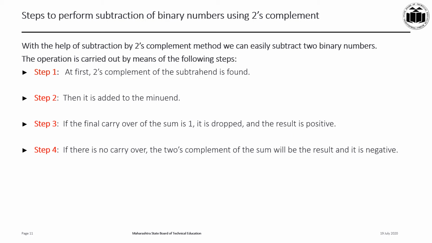The next step will be to add it to the minuend, which means you add the minuend to the 2's complement of the subtrahend. Step 3 will be, if the result gives you a final carry of 1, then you drop the carry and the result is positive. And step 4 will be, if there is no carry, then the answer is negative and it is in the 2's complement form. So these are the 4 steps which we have to perform for subtraction using the 2's complement method.